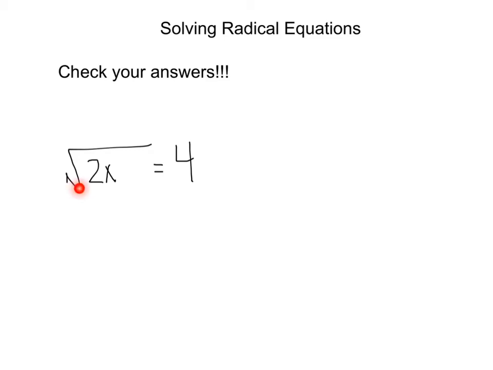Alright, here we have square root of 2x equals 4. The opposite of the square root is to square both sides. Those will cancel, giving me 2x equals 16, and we'll get x equals 8.